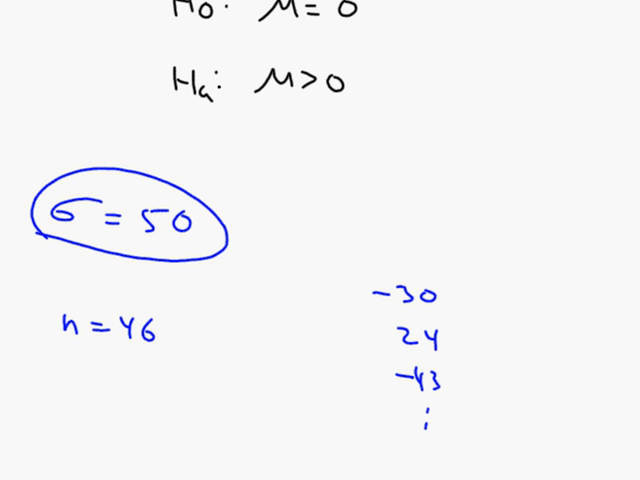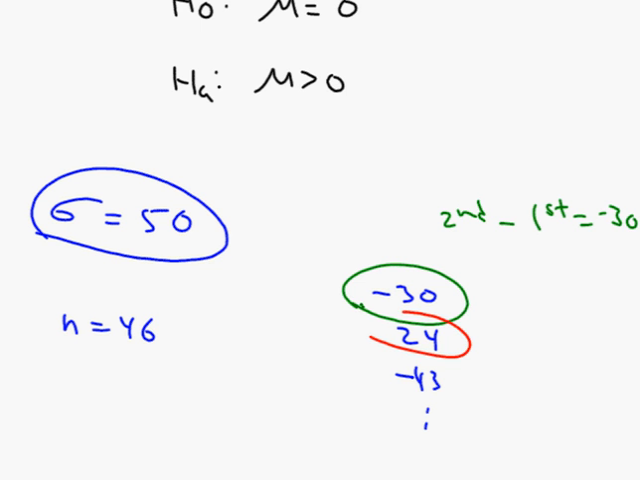It's important to know what this means. This -30 means that the second try minus the first try equaled -30. So this particular student here actually did worse the second time around by 30 points. This kid did 24 points better. If anything, this kid that I circled in red might start to provide a little bit of evidence that HA might be true, that the true mean difference is something positive.